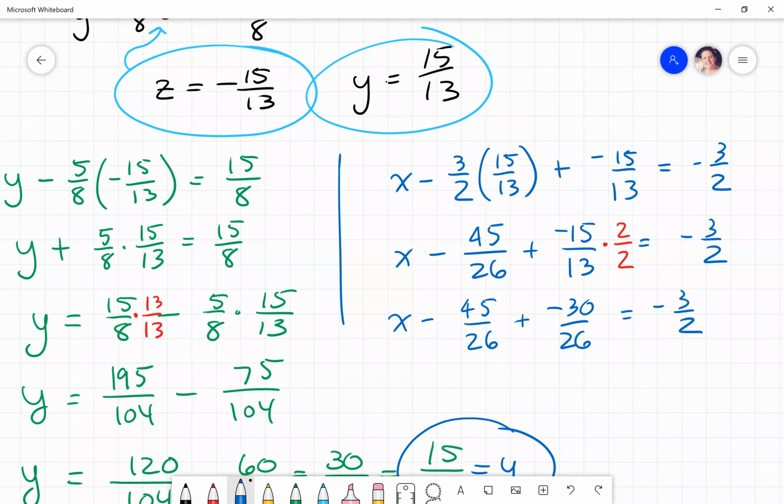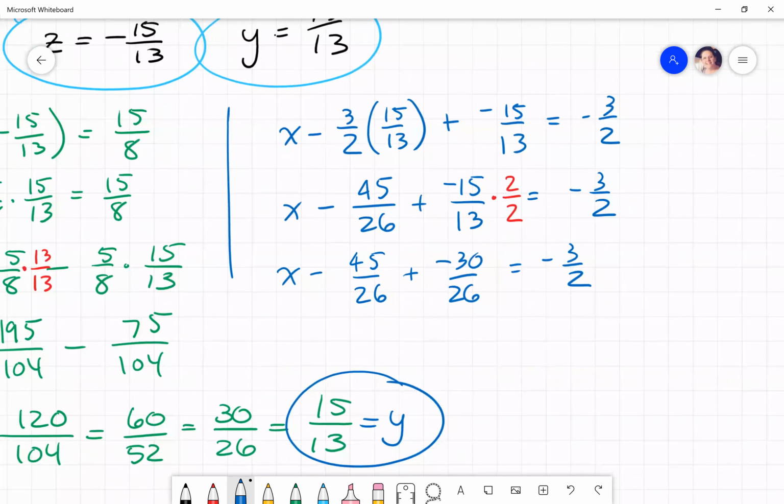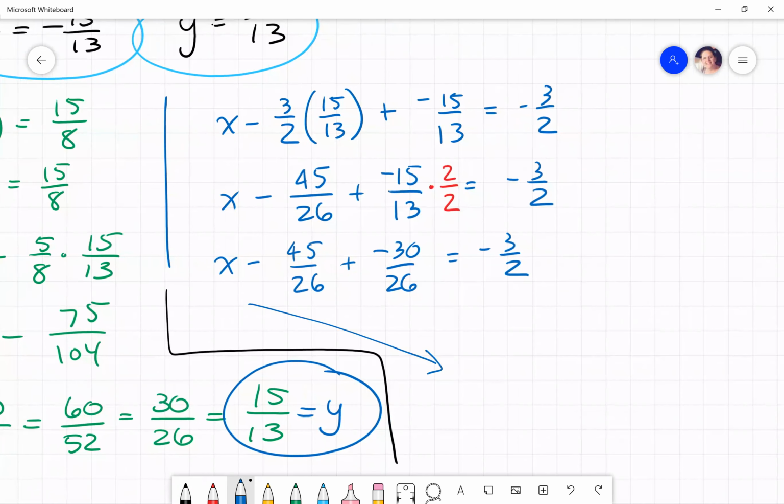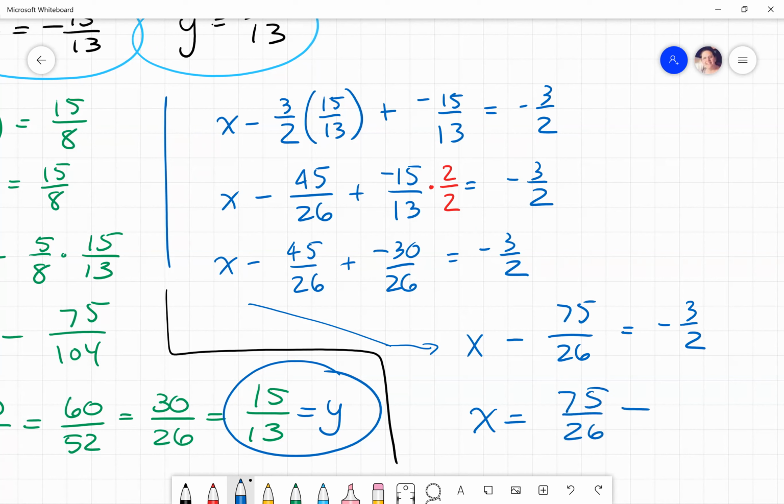Just like to write the whole equation. You know, don't be lazy. I'm going to move myself over here because I'm going to run out of room. So I'm just going to kind of come slanty to write it down here. So x, missed my mark. So negative 45 over 26 plus negative 30 over 26 is going to give me negative, I know the bottom's 26, 75. All right, which means x is going to be, I have to add the 75 over 26 over there. So 75 over 26 minus 3/2.